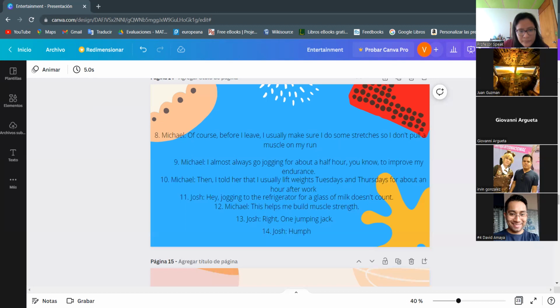And of course, before I leave, I usually make sure to do some stretches so I don't pull a muscle on my run. Right, one jumping jack. Then I told her that I usually lift weights Tuesdays and Thursdays for about an hour after work. This helps me build muscle strength.